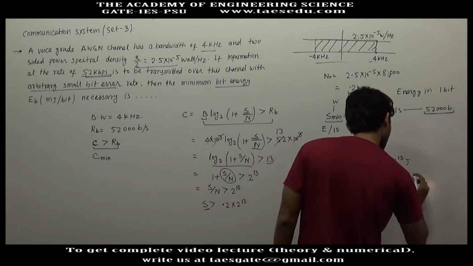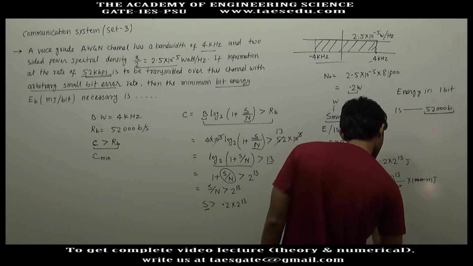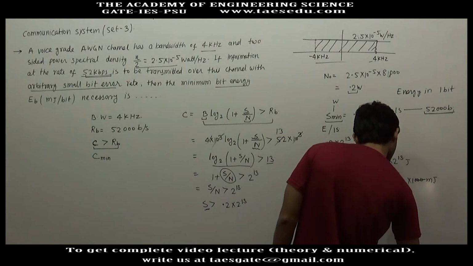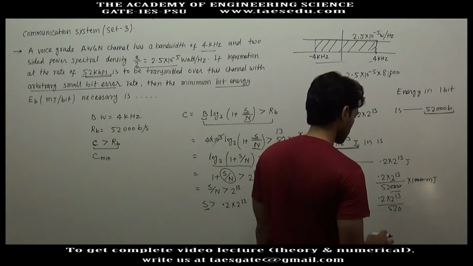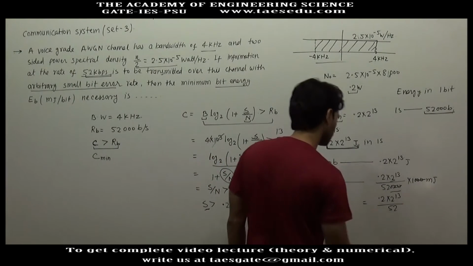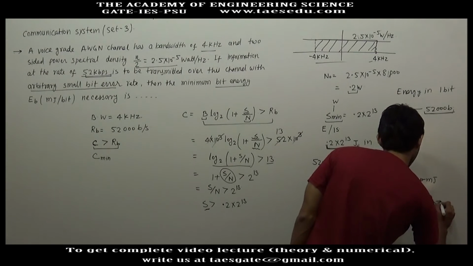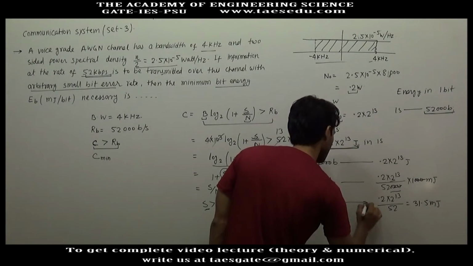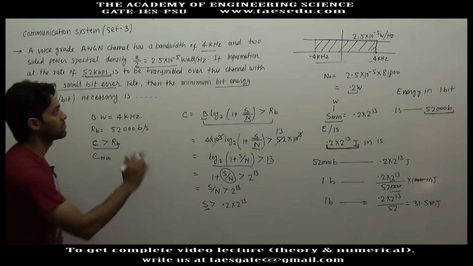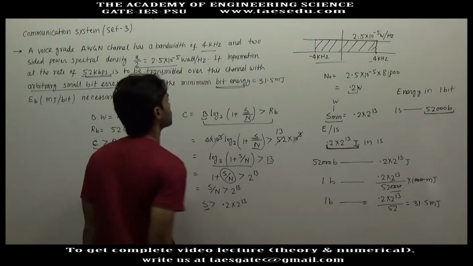If you multiply it with 1000, this will give you millijoule. 0.2 into 2 to power 13 divided by 52. This is 31.5 millijoule. So 1 bit must have 31.5 millijoule energy. It means that the energy per bit, the minimum bit energy, will be 31.5 millijoule.